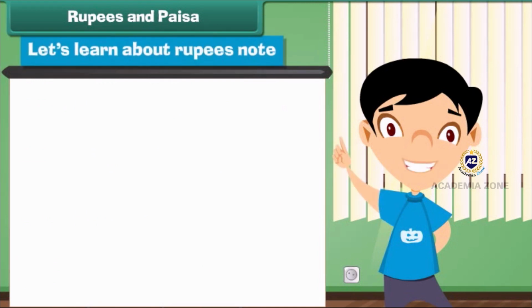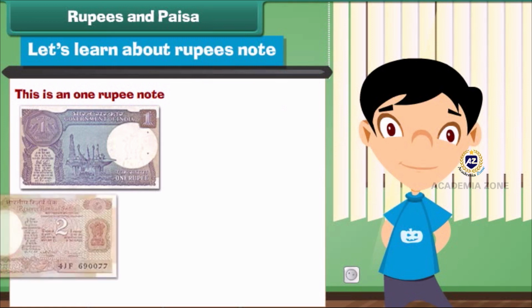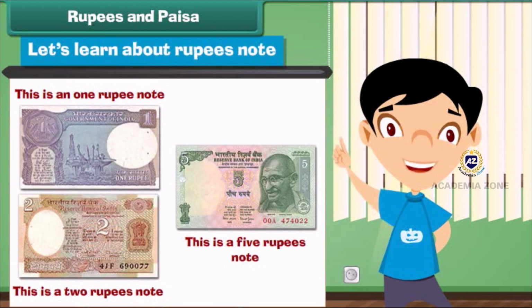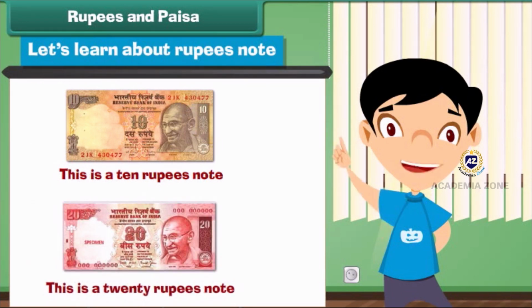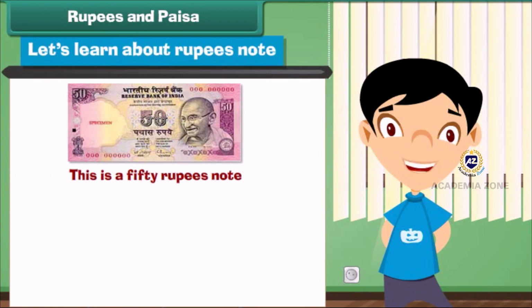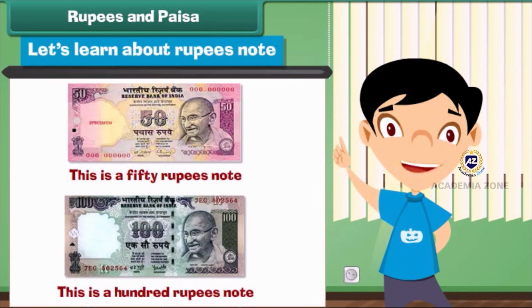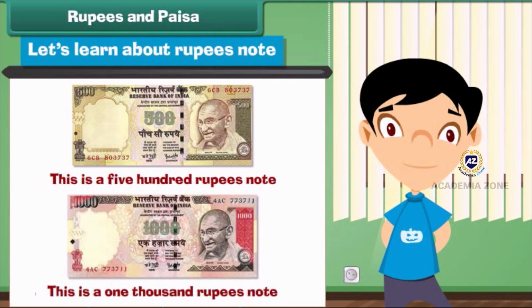Let's learn about rupees note. This is a 1 rupee note. This is a 2 rupees note. This is a 5 rupees note. This is a 10 rupees note. This is a 20 rupees note. This is a 50 rupees note. This is a 100 rupees note. This is a 500 rupees note. And this is a 1000 rupees note.